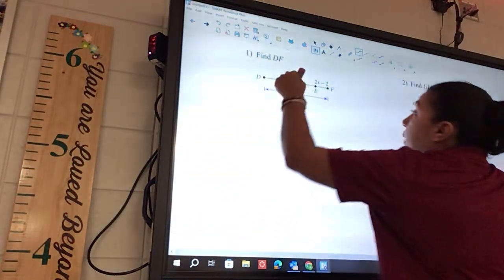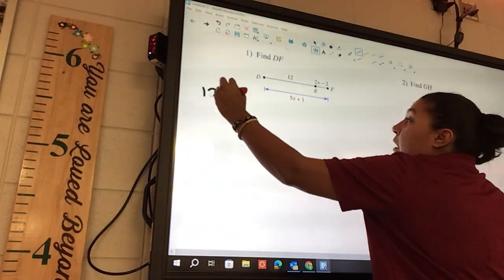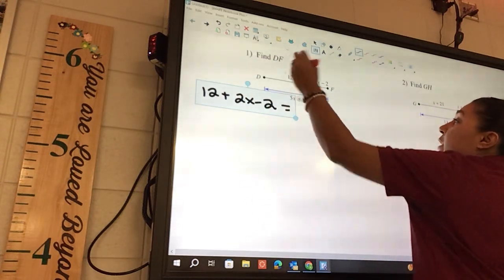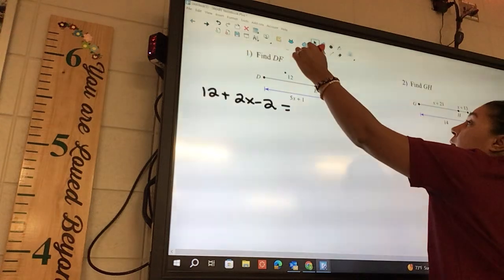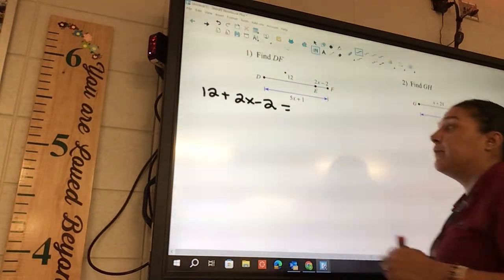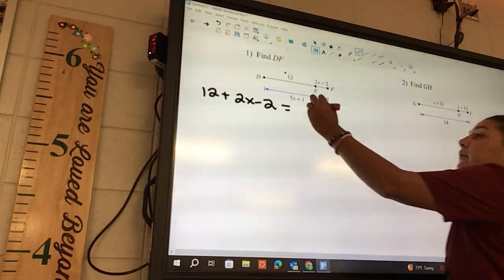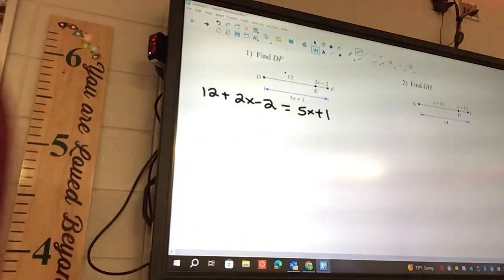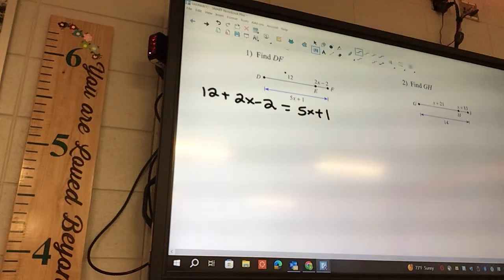2x minus 2, and then we have the 12 too. So it's going to look like 12 plus 2x minus 2 equals, what is my big one? 5x plus 1. Okay, and on all these, it's telling us to find something in particular.